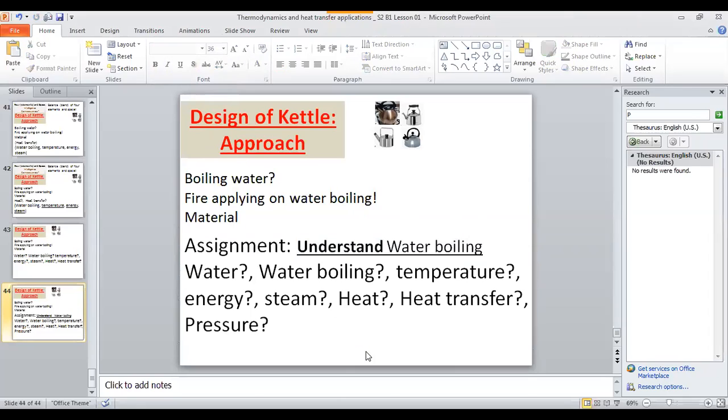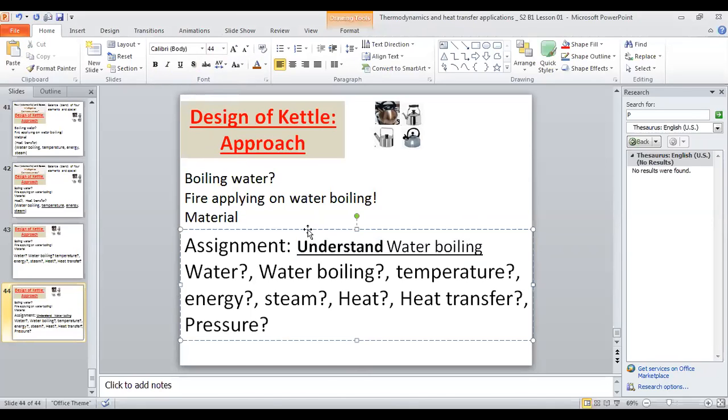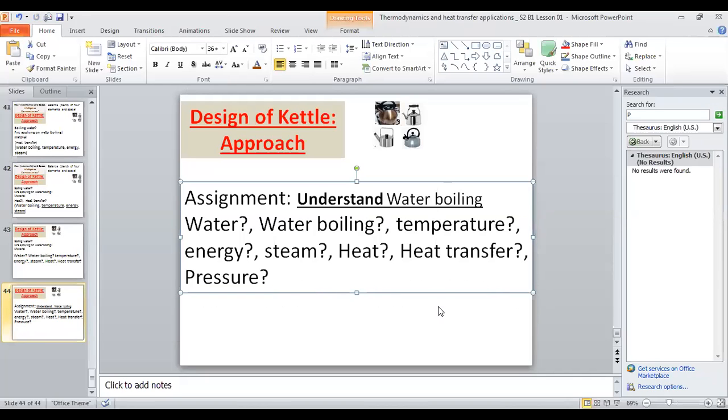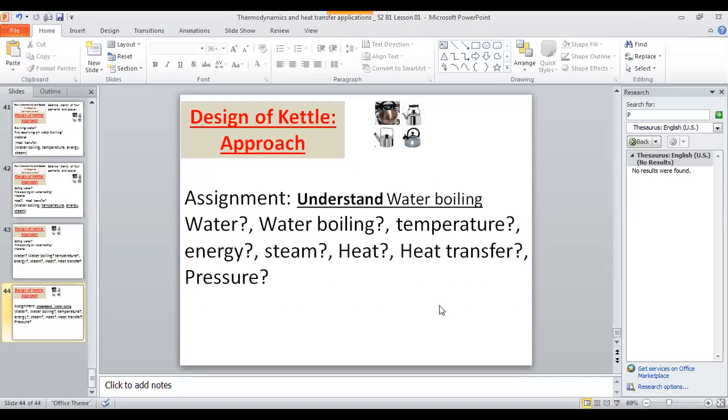Okay, if you can see the screen, just take a screenshot. So this is your assignment. Understand water boiling.